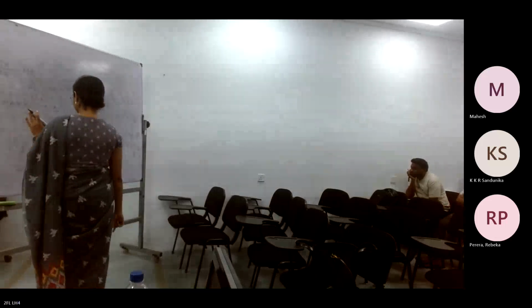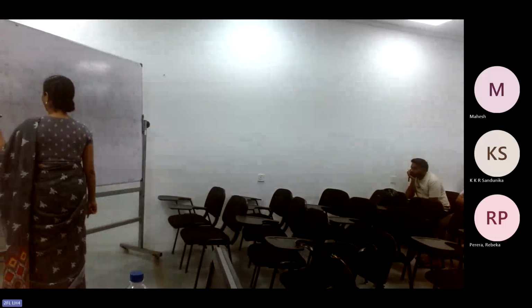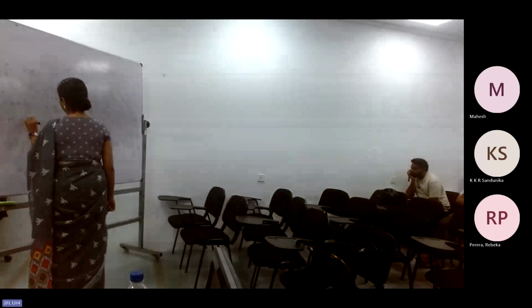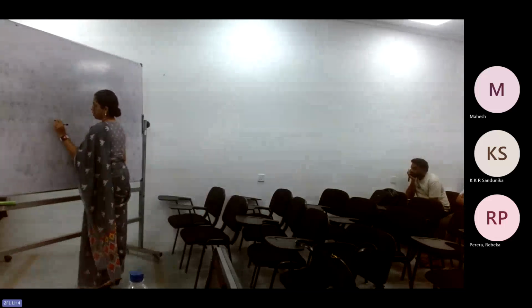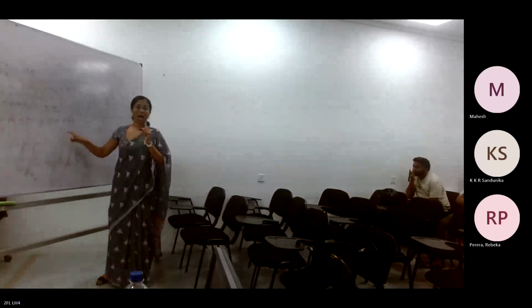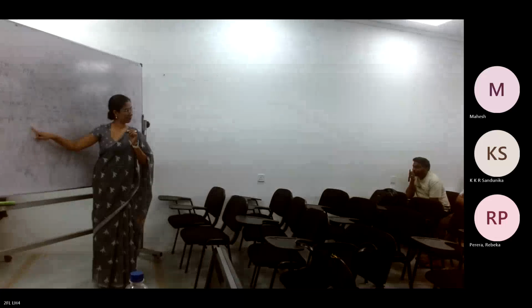Then, fourth step, we have to make sure the slope of MC is greater than the slope of MR. How do we get the slope?